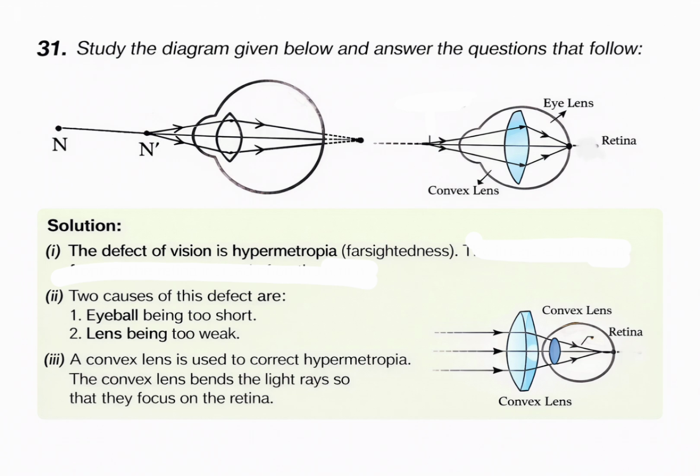Okay. Next question is: list two causes of this defect. That means we should write two causes of hypermetropia. So what are the causes of hypermetropia? Shortening of the eyeball, and the focal length of the eye lens is too long.